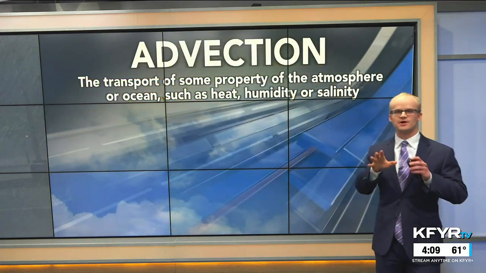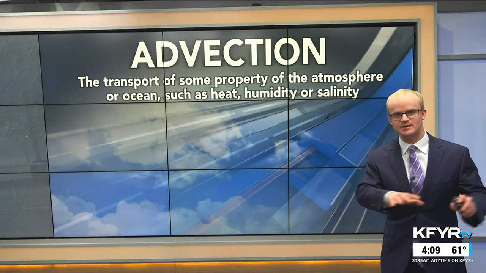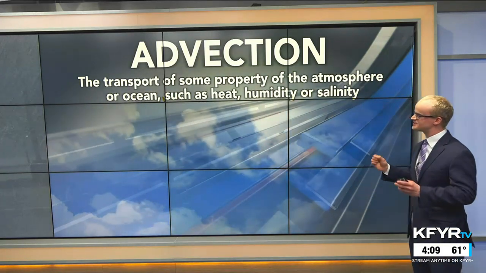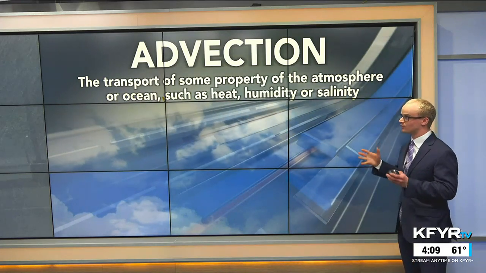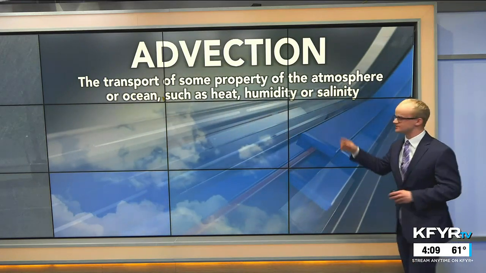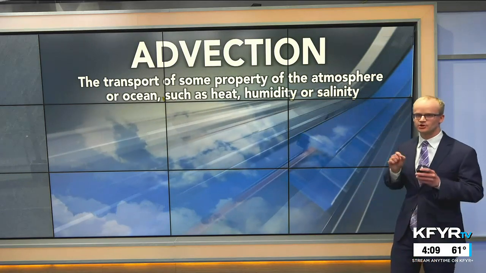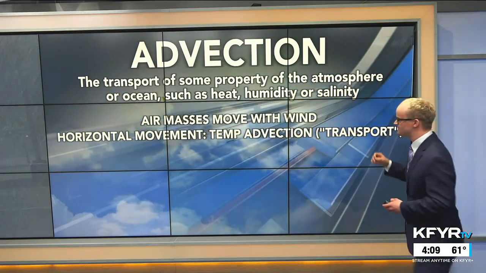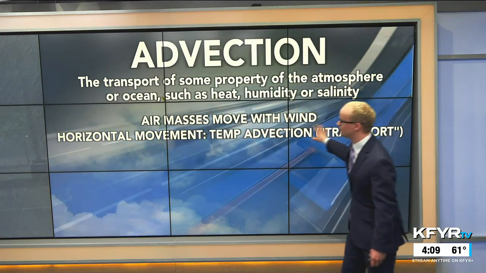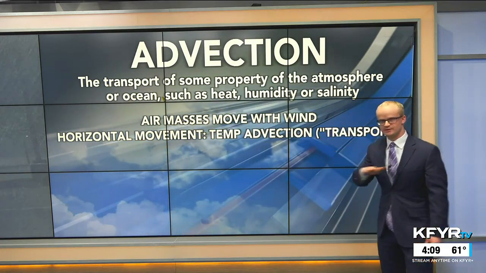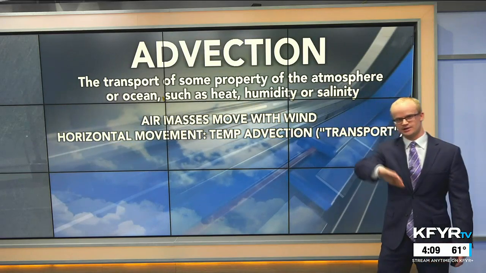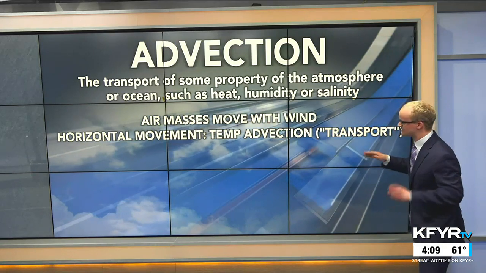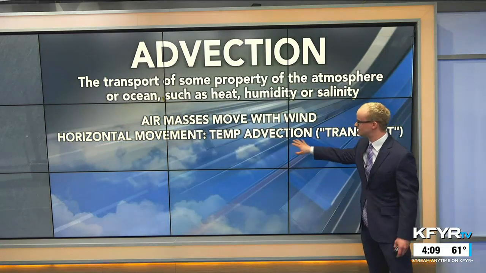But we're going to be talking about the motion of these air masses, how they move across the landscape. And the word for that is advection. It's the transport of some property of the atmosphere or ocean, such as heat, humidity, or salinity. But we're going to really be focusing on the temperature component of advection. Temperature advection is how these air masses move with our winds. Horizontal movement, so across the landscape, not like that. We're not talking about how warmer air descends or how colder air descends like that. It's horizontal movement of temperature and these air masses.